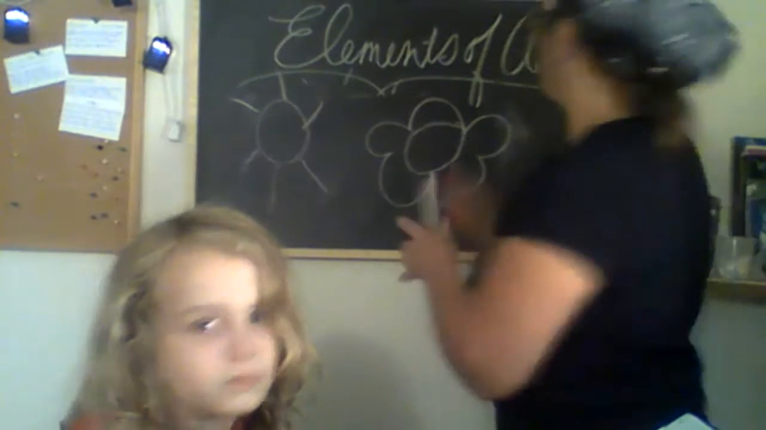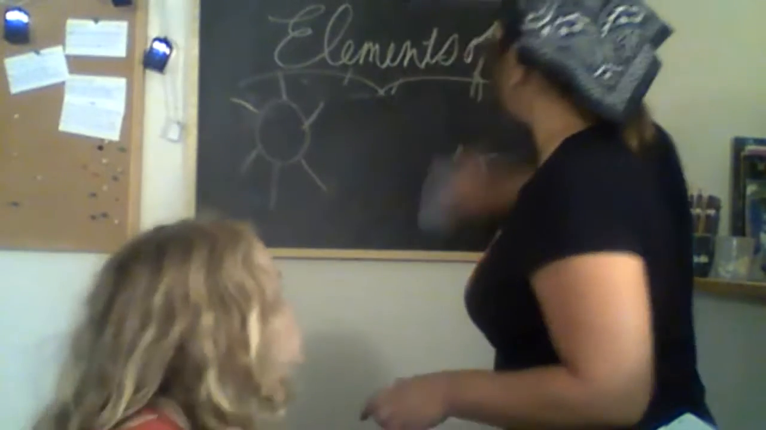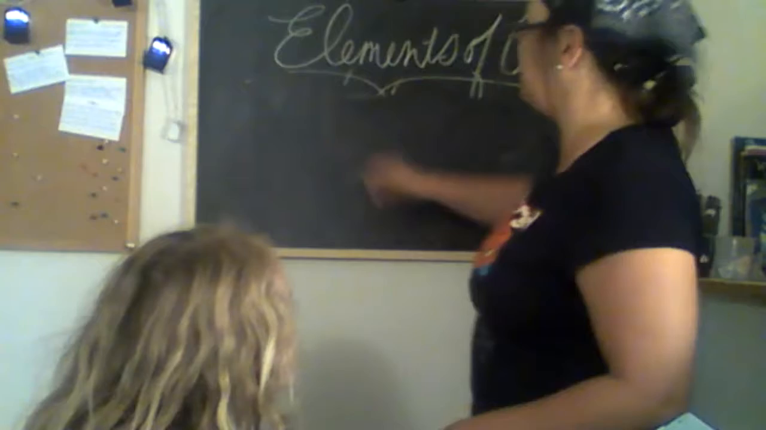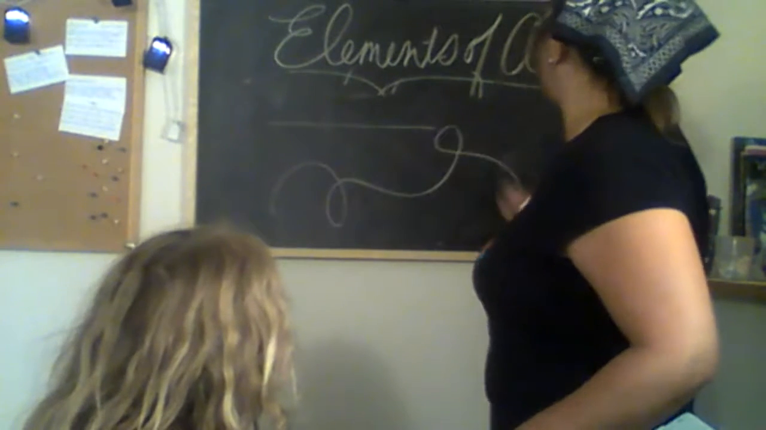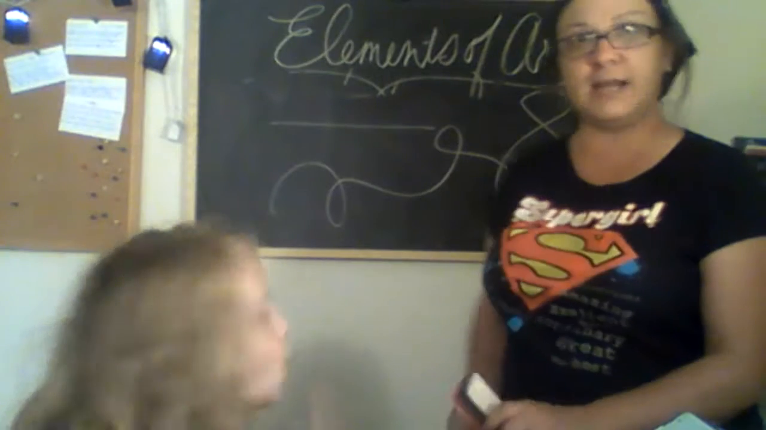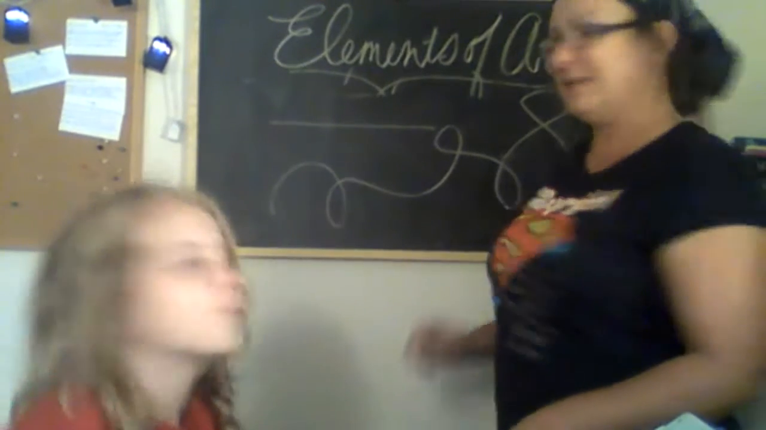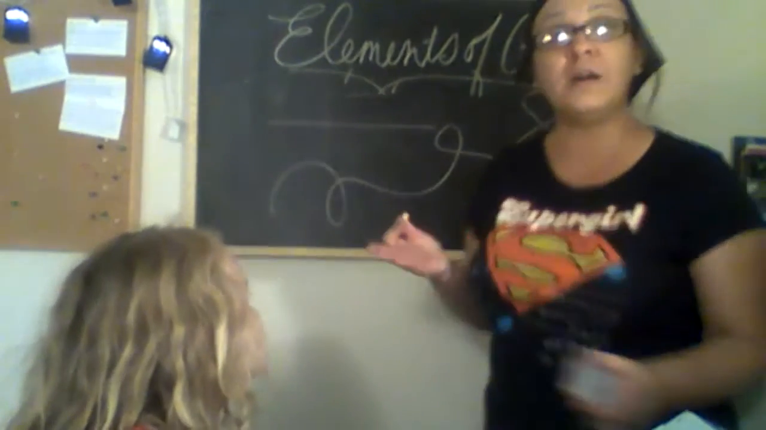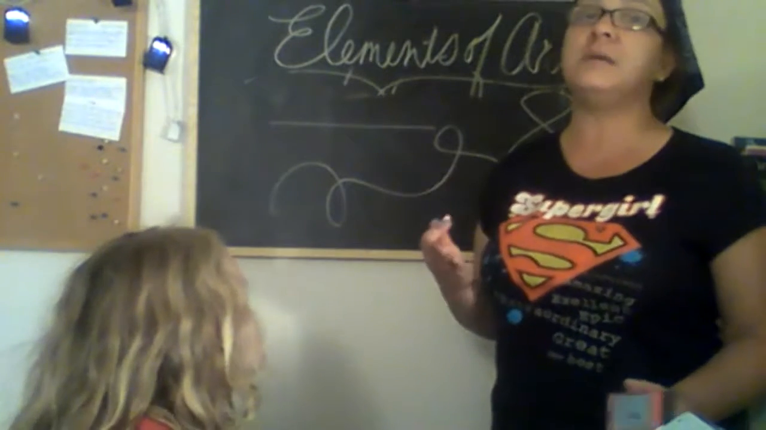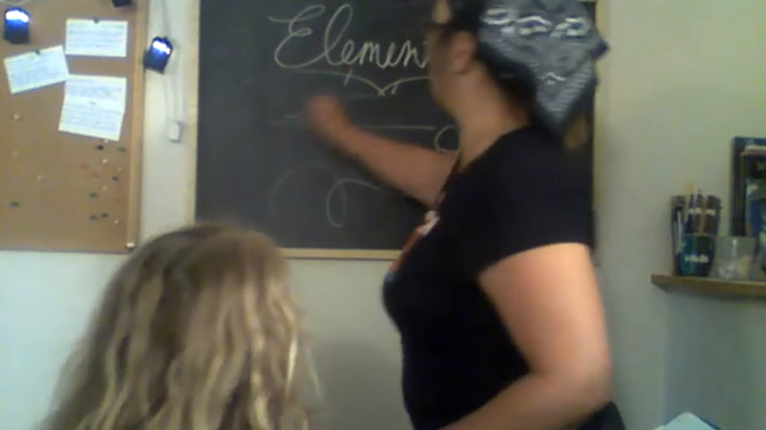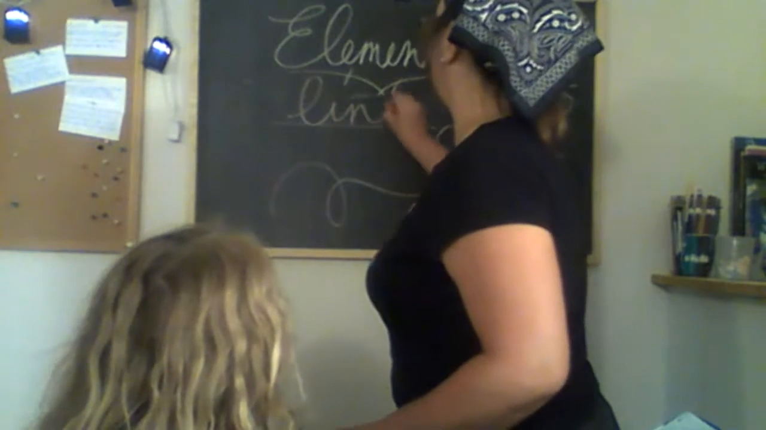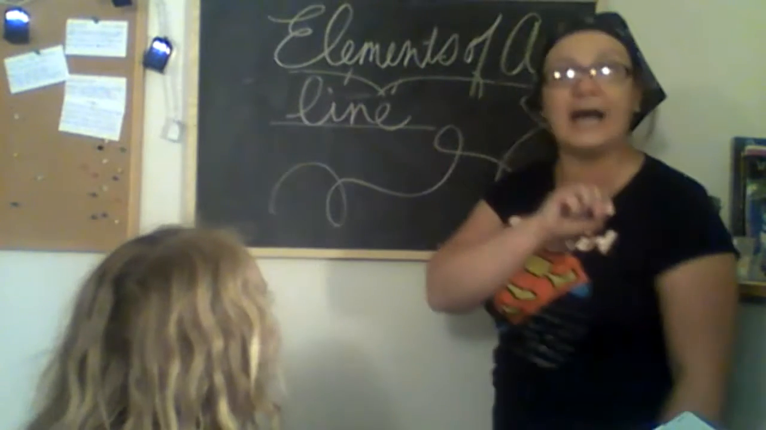So in order to make a shape, you need a line. Your line doesn't have to be straight. It could be fun and funky like this. All over the place. So this is one of the very important elements of art, and that would be the line.